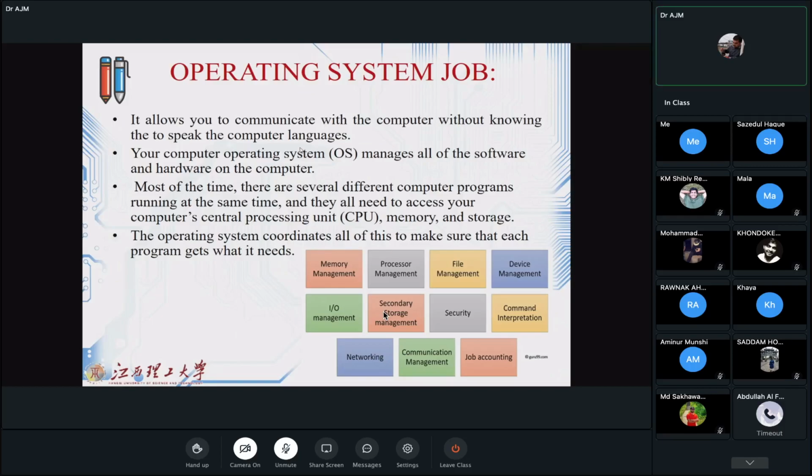The operating system can, as you will see in this photo, coordinate all of these jobs and make sure that each program gets what it needs. Suppose Word needs some interrupts or some key commands from your keyboard. Music needs some speaker jobs, it will do. MATLAB needs some data or some sort of memory part that can handle the job. All of these jobs can be done with the help of the OS.